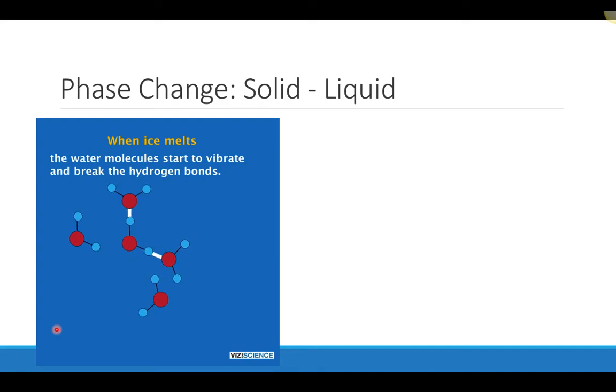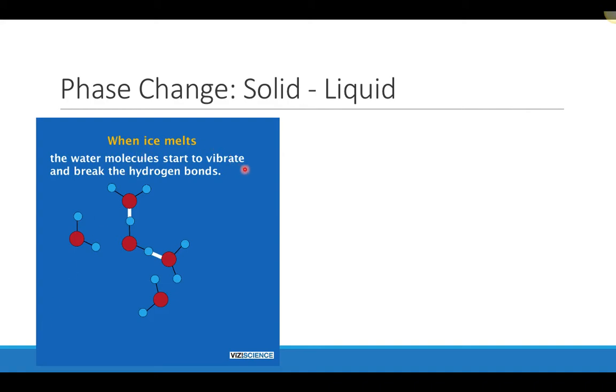So when we talk about phase change, we talked a little bit about phase change in terms of liquid to gas, gas to liquid. So we could also talk about solids to liquids. And what's happening when you have a phase change from a solid to a liquid is that the molecules are actually breaking apart.